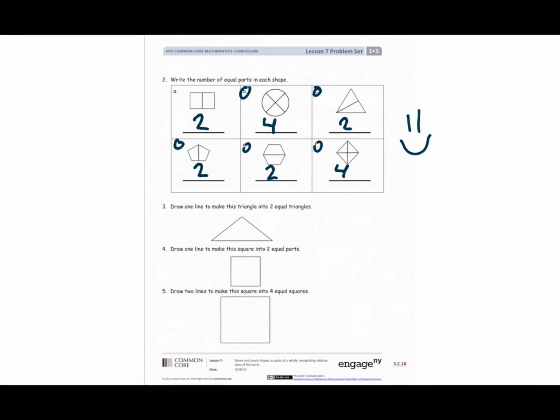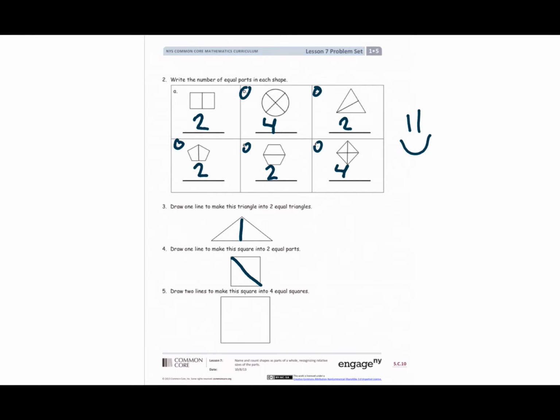For number 3, draw one line to make this triangle into 2 equal triangles. So I'm going to start here at the top. Just go straight down, as straight as I can, to make two equal parts. Okay. Number 4, draw one line to make this square into 2 equal parts. So I'm going to start at one corner, and I'm going to make a straight line down to the bottom corner. And now, boys and girls, I have 2 equal parts.